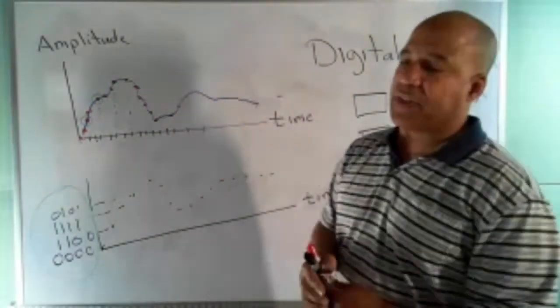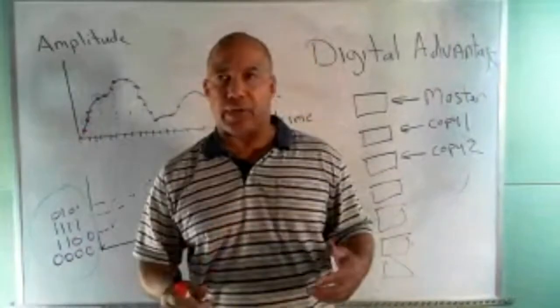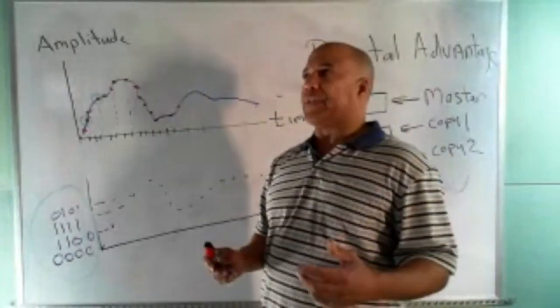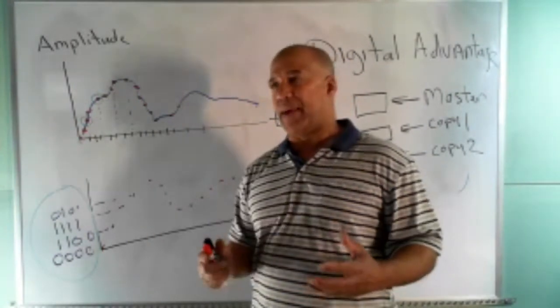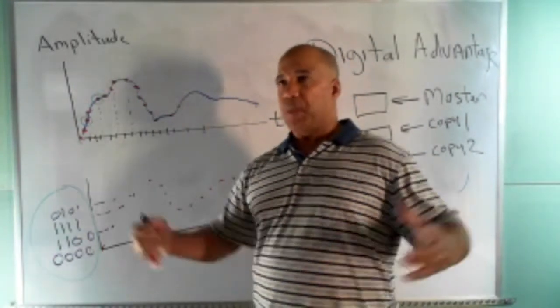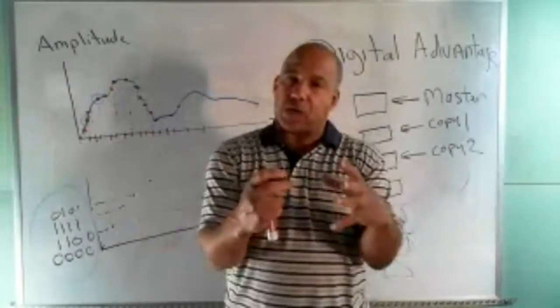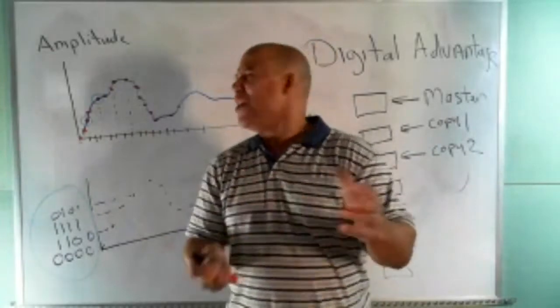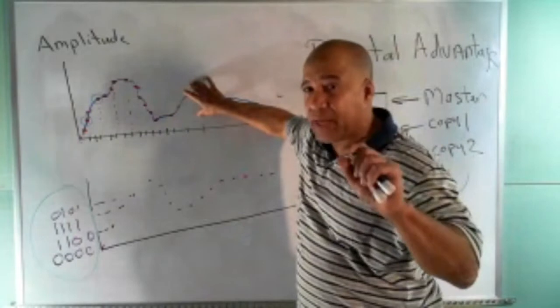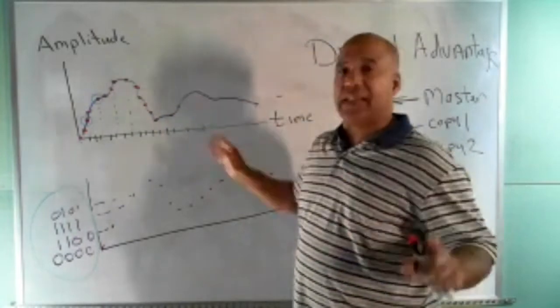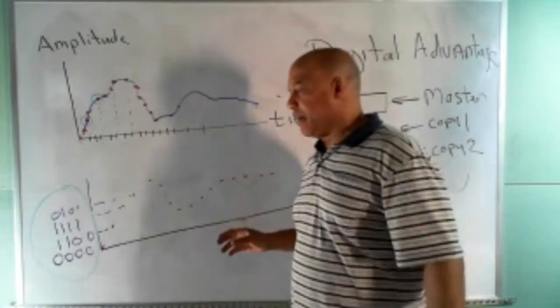The other part of the digital advantage, and I don't really know how to show it to you, is you can compress the information. And what does that mean? You can take a lot of information and put it in a small space. You can only do that with digital. Well, that's not really true. You can compress analog a little bit, but nothing like you can with digital.